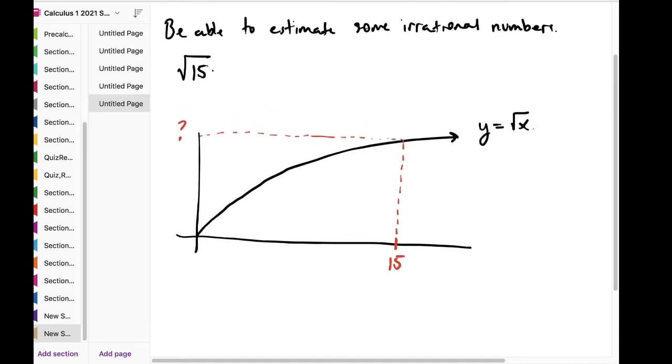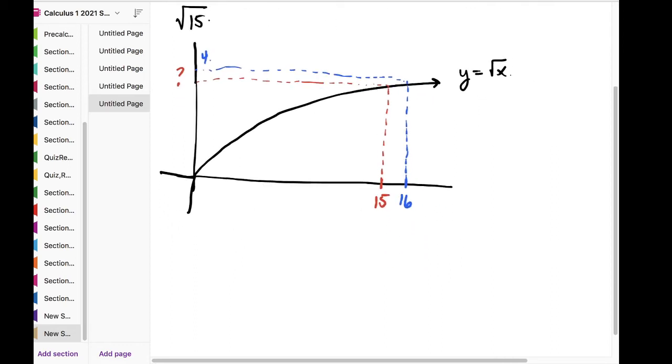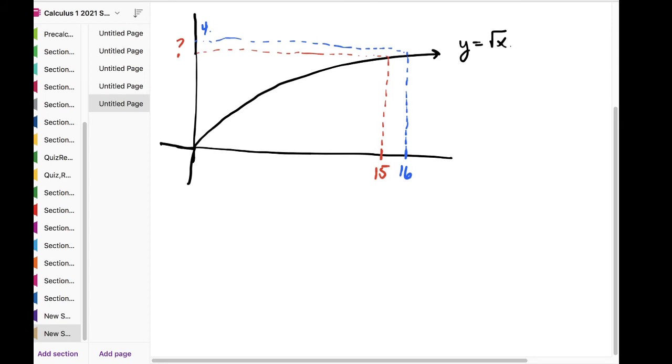What do we know? We know radical 15 is probably close to something, right? What is it close to? What number do you know that's close to radical 15? Yeah, it's close to 4. And why is that? Because we know that 16 is right next door. And that is 4. This is 4. Okay, so how does the derivative play a role? Well, we're going to look at the tangent line.